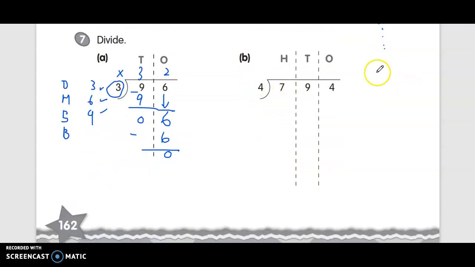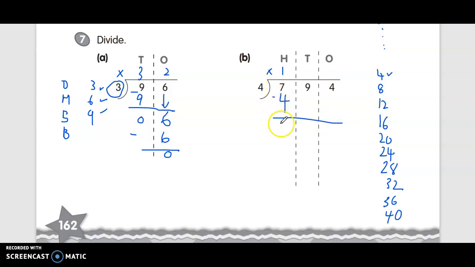So same thing, 4. So you label your 4 times table. 4, 8, 12, 16, 20, 24, 28, 32, 36, and then 40. Always write down your times table. Okay? So 7 divided by 4, which one can we take? Can we take this? No, not enough to minus, so it's 1. So write 1 here. 1 times 4 is 4. Subtract. 7 minus 4 is 3. Brother, bring it down.